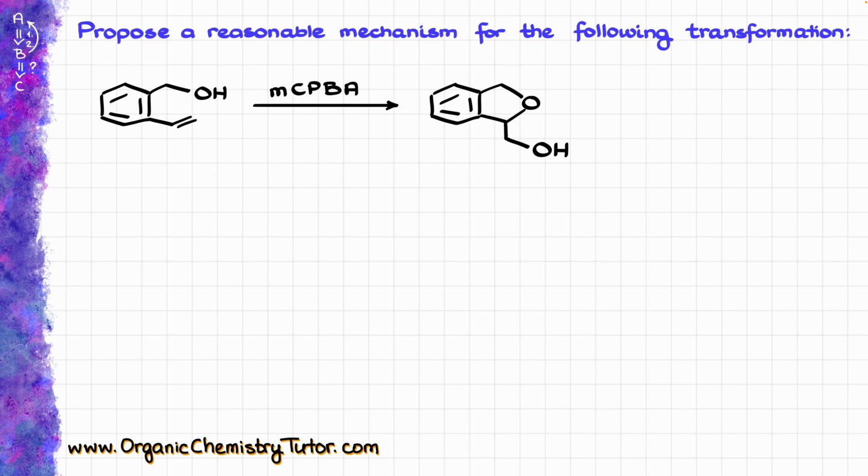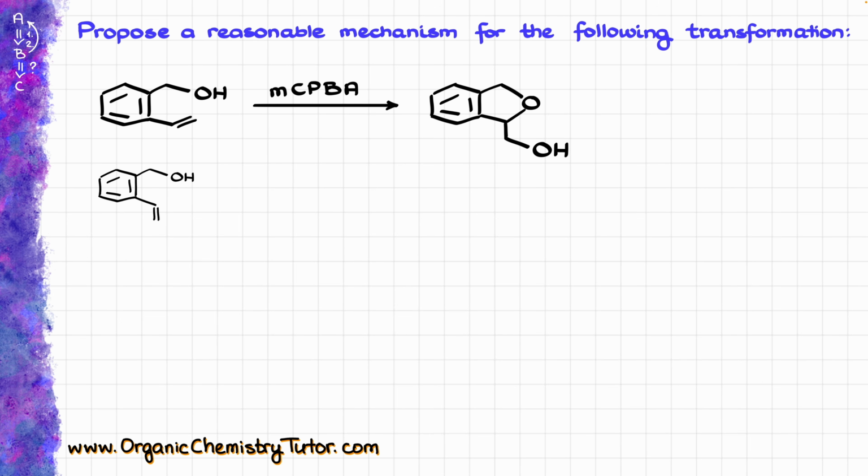We are starting with an aromatic molecule where we have an alkene and alcohol as our functional groups, and we are treating this molecule with MCPBA, which is typically a reagent for the epoxidation reaction. But when I look at my final product over here, well, it doesn't look like an epoxide. So let's walk through the steps of this mechanism and see if we can figure it out.